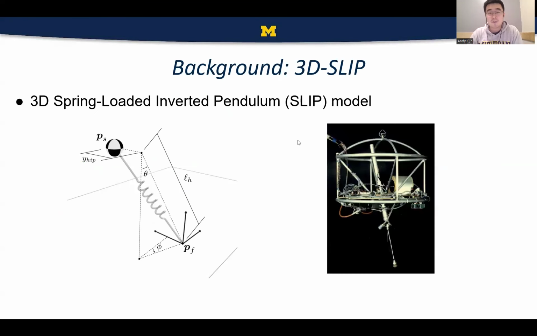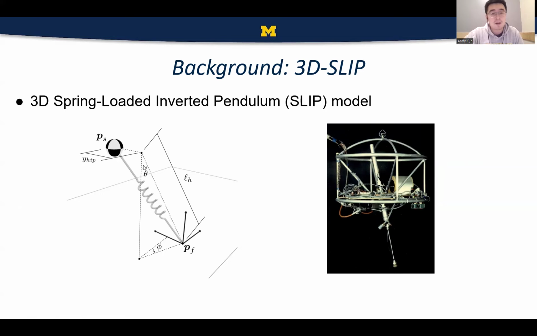A bit of introduction of the background. The model I'm using is called 3D SLIP, which stands for 3D spring-loaded inverted pendulum model. It is a relatively simple model with only two segments. Basically you have a point mass, in this case PS stands for its position, and then a spring that is connected to the mass. The spring itself is massless in this situation, but it can be treated as a robot leg. So the PF right here is the position of the foot, if you would like.